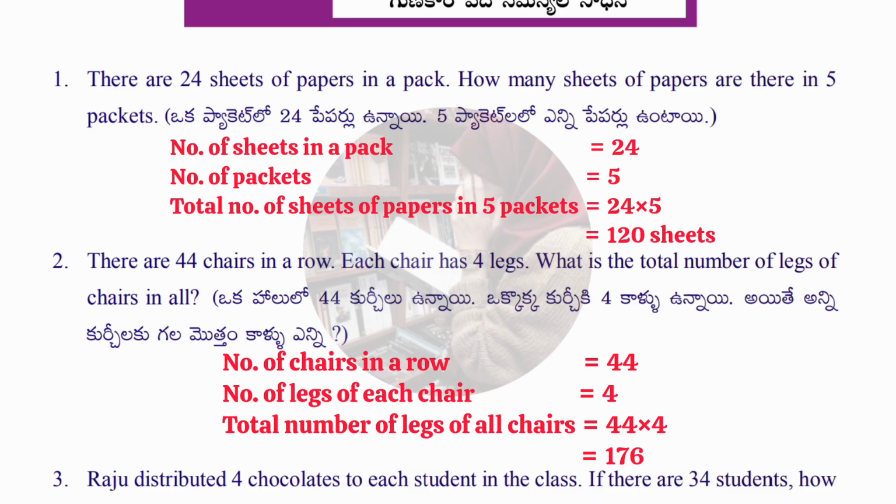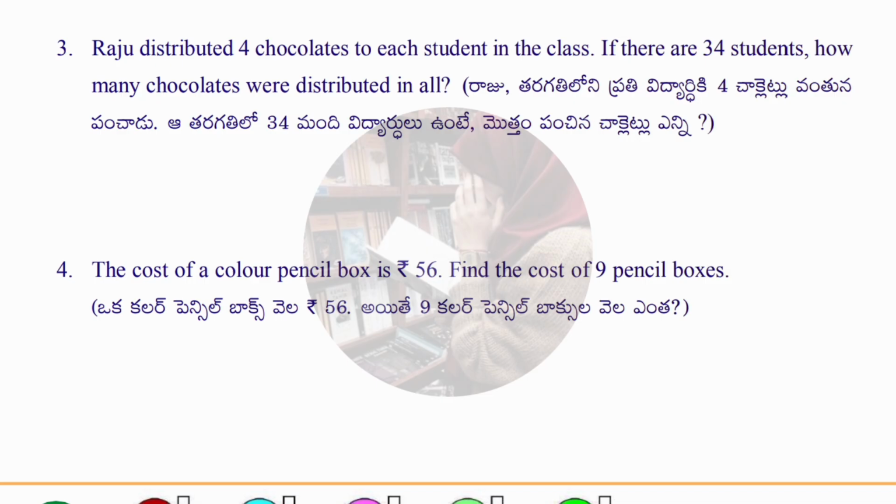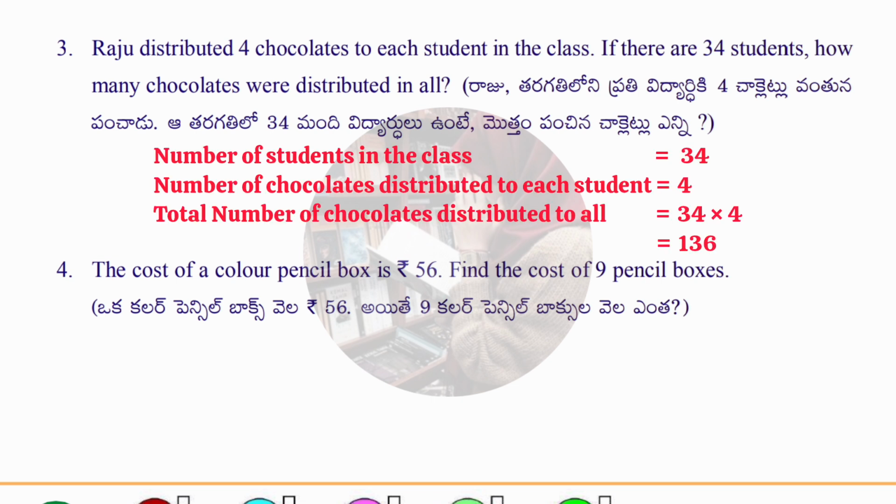Got it, guys? Let's move on to the third question, which is Raju distributed 4 chocolates to each student in a class. If there are 34 students, how many chocolates were distributed in all? Write down the answer. Number of students in a class. How many students are there? There are 34. Okay, next, number of chocolates distributed to each student.